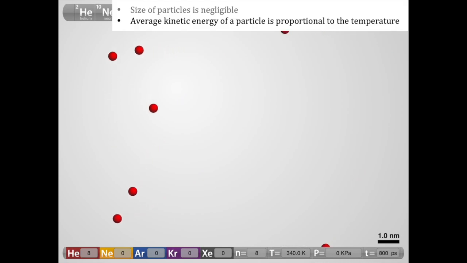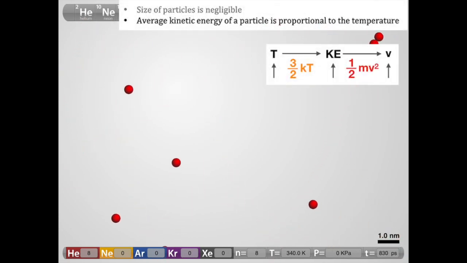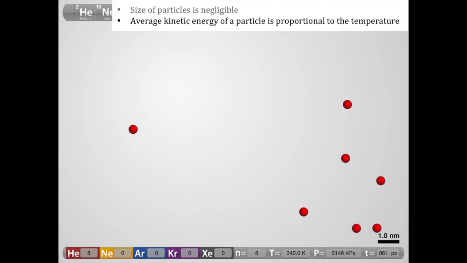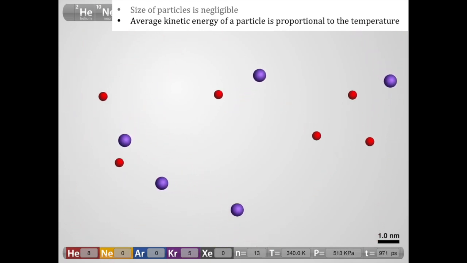Now, temperature is a measure of the mean average kinetic energy of the sample. Some particles will be moving faster, some will be moving slower, and the average is basically translated to the temperature that you see. Now, if we have a mixture of different gases within the container, for example, I'm going to put some krypton in here.